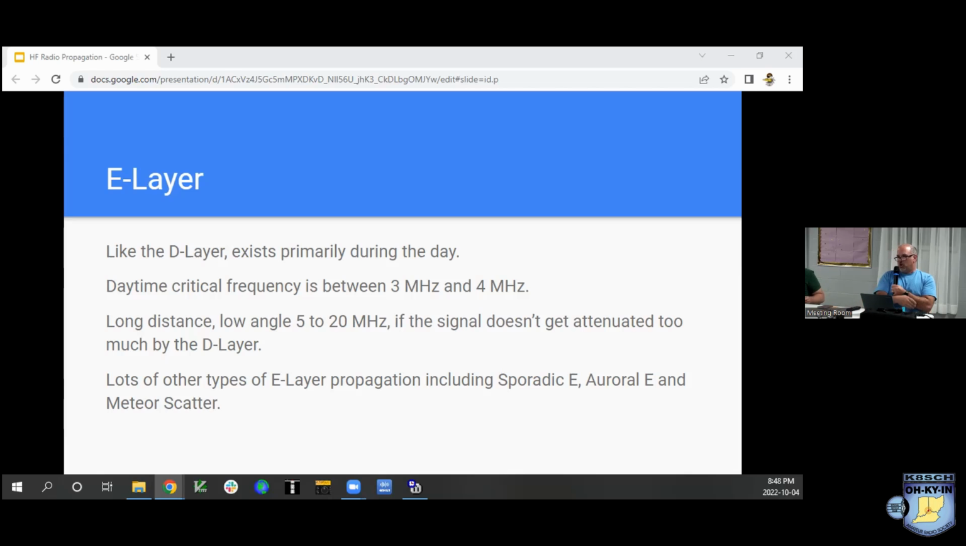So remember, you're going through all these different layers, and each one of them has these characteristics you have to watch out for. The thing is, there's lots of different types of E layer propagation. You have sporadic E, you have auroral E, you have meteor scatter. So E is open to a lot of different things that you can do with it, but it can also be a pain to work with because it's not as well known.